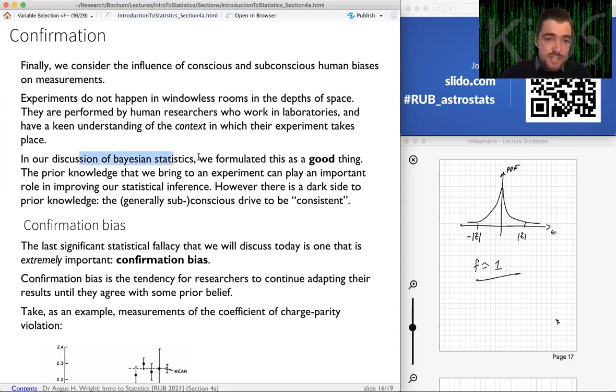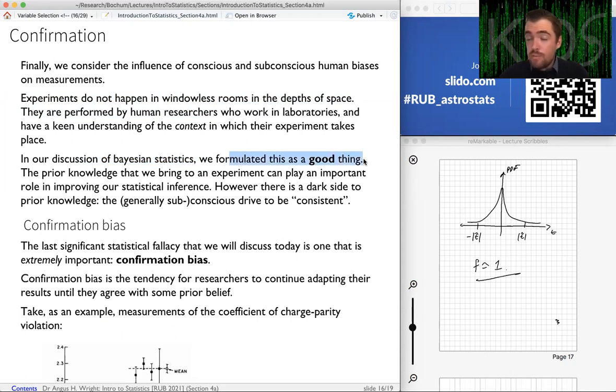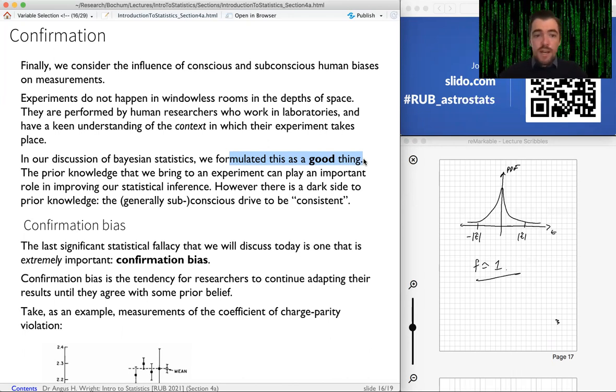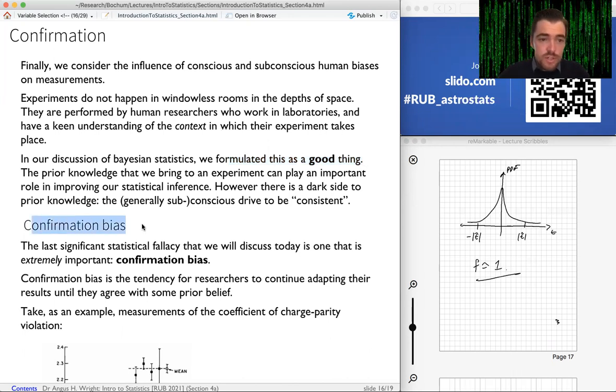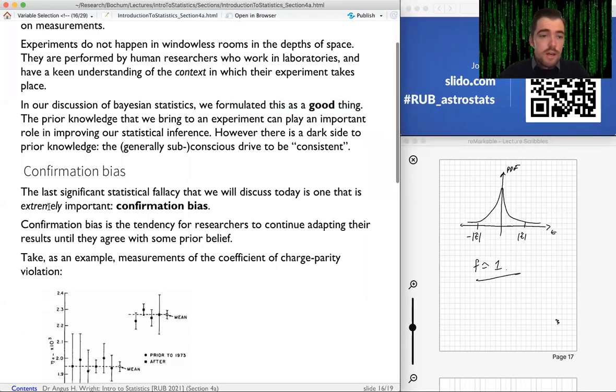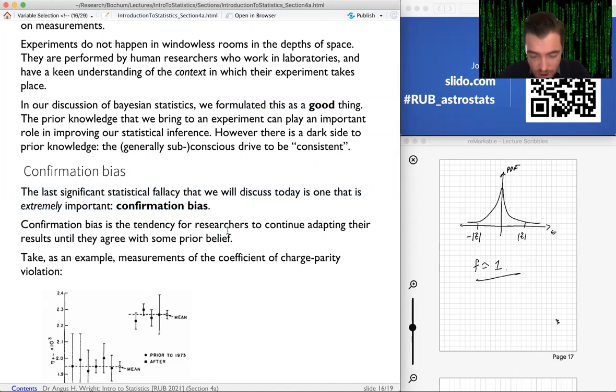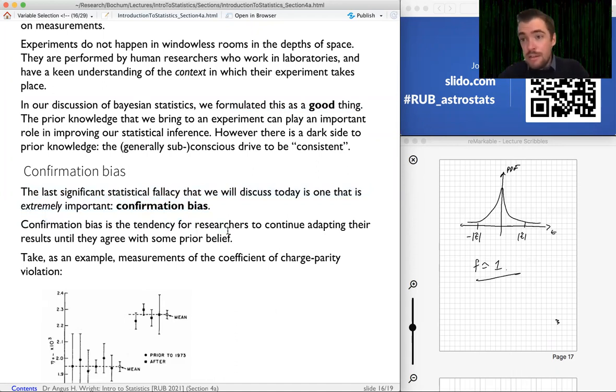Now, when we discussed Bayesian statistics, we spoke about how this prior knowledge was actually a good thing. We spoke about how having a prior on a particular parameter allows you to create an informative prior and get better posterior inference. But the prior knowledge also has a dark side, and that dark side is the way in which we subconsciously or otherwise want to be consistent with previous work. And that leads to a concept which is very important, which is known as confirmation bias. Confirmation bias is very, very prevalent in the natural sciences.